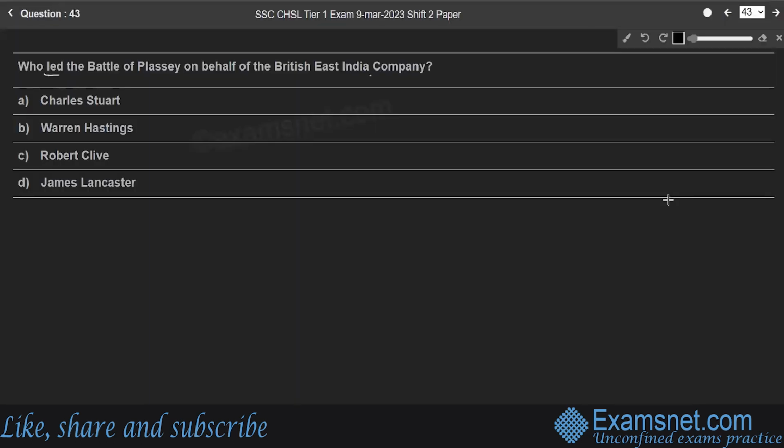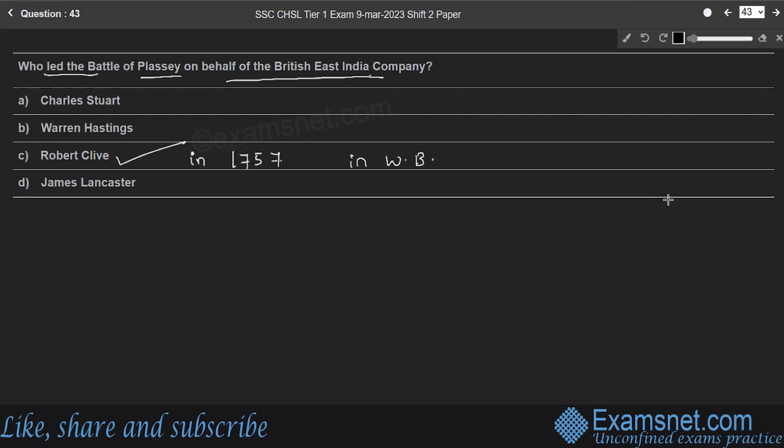Question 43. Who led the Battle of Plassey on behalf of the British East India Company? Here option C. Robert Clive led the Battle of Plassey on behalf of the British East India Company. It was fought in 1757 in the Plassey region of West Bengal, on the east of Bhagirathi River.